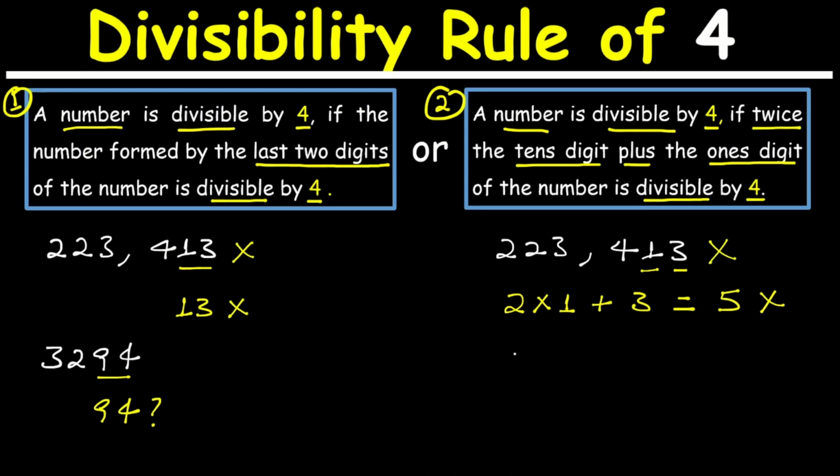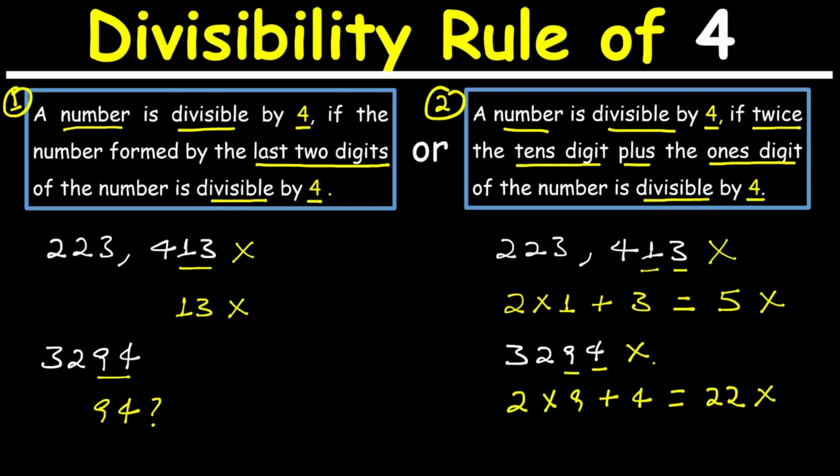We have the number 3,294. The tens digit is 9, so 2 times 9. The ones digit is 4. Twice 9 is 18, and 18 plus 4 is 22. We know that 22 is not divisible by 4. As 22 is not divisible by 4, the number 3,294 is also not divisible by 4.